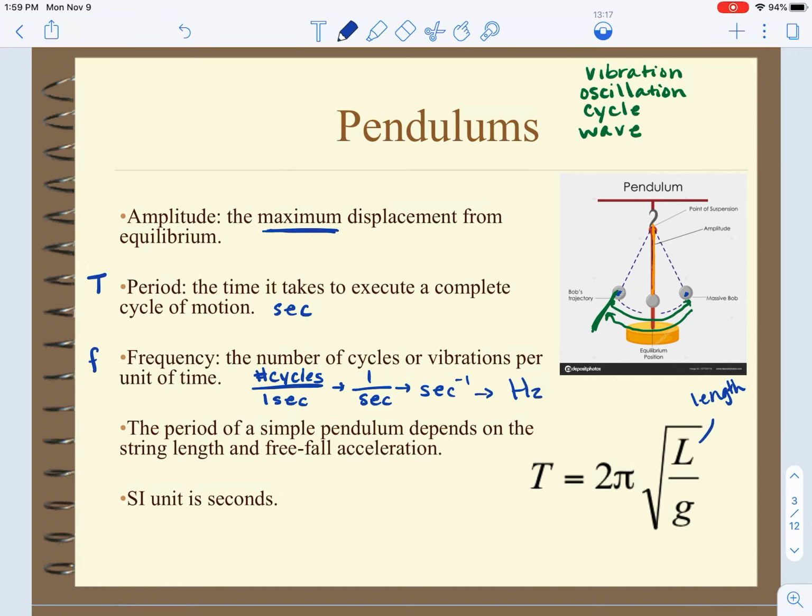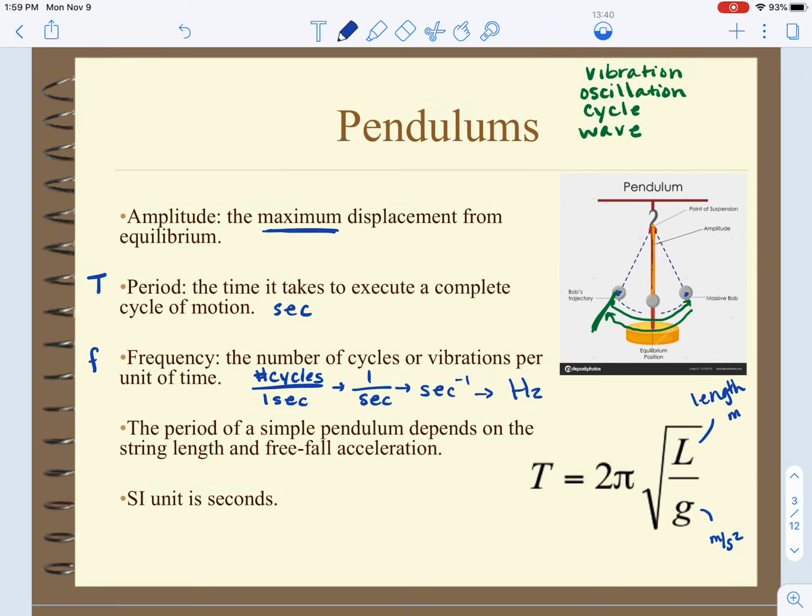L is going to be the length of the string, cable, wire, whatever it is that our mass is suspended on, and so we will want that to be in meters. And then g, you can see here, it says is the free fall acceleration. So this is going to be our acceleration due to gravity, measured in meters per second squared.